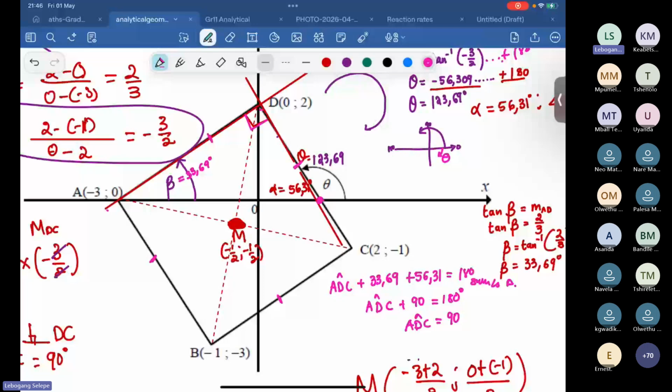Right. Is there a question around that? Is anyone not understanding how they're going to show or prove that that is a square? Right. Okay, cool.